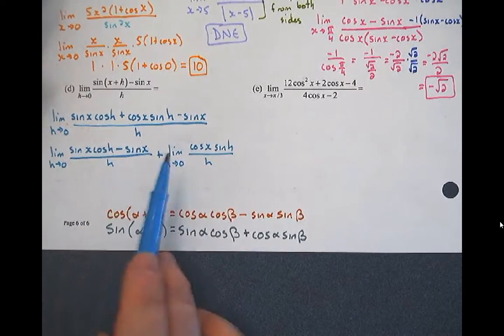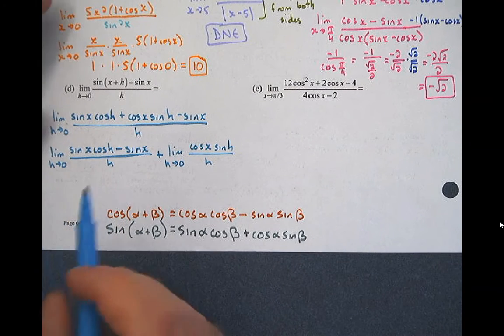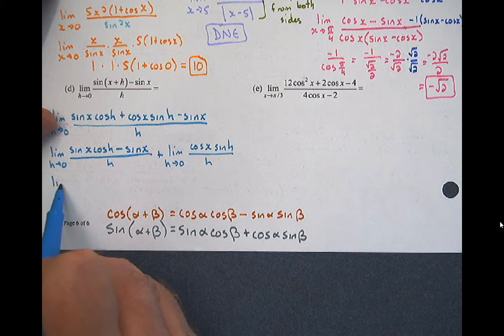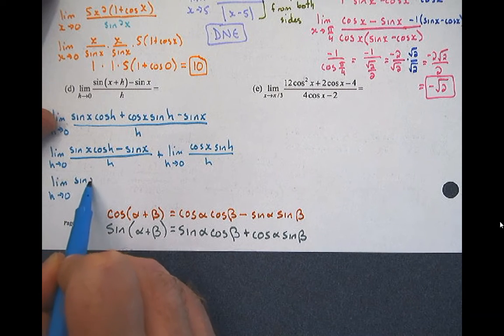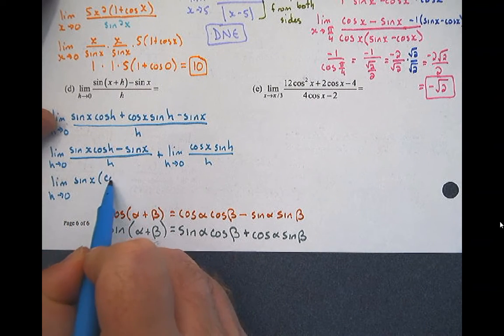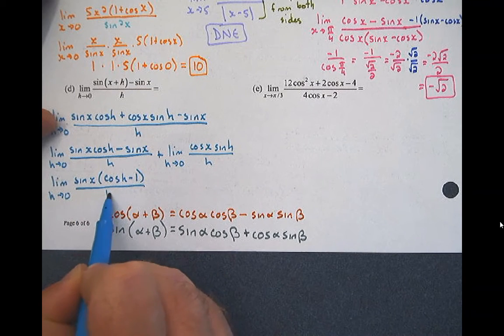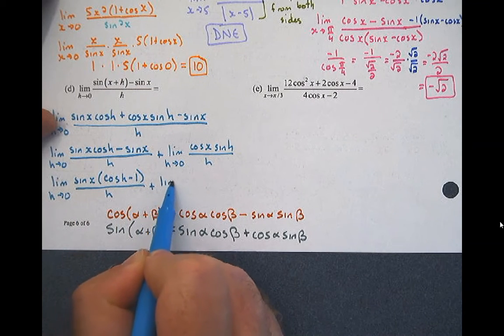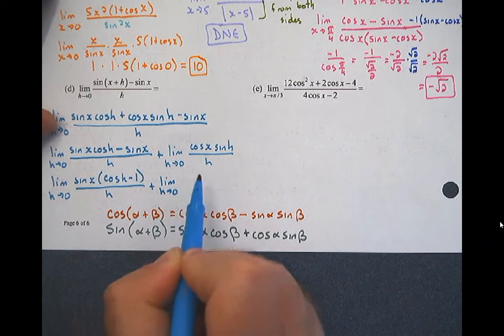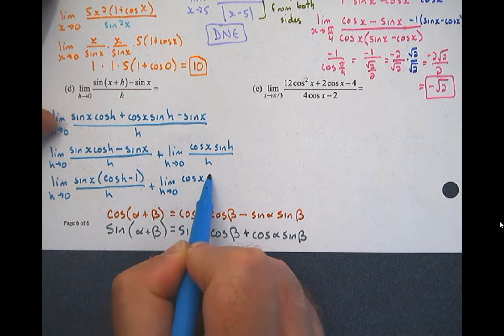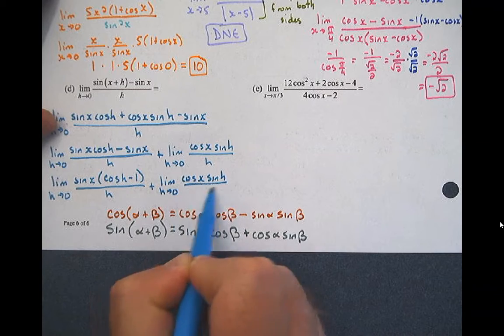Since these both have a sine of x, I can factor that out. The limit as h approaches 0 of sine of x times cosine of h minus 1 over h, plus the limit as h approaches 0 of cosine of x sine of h over h.